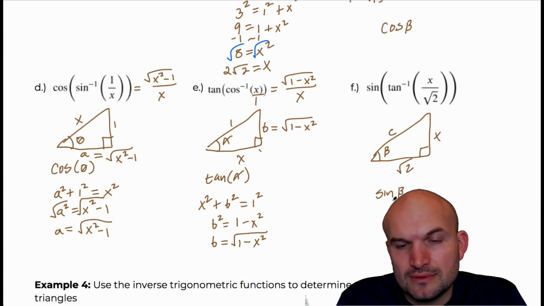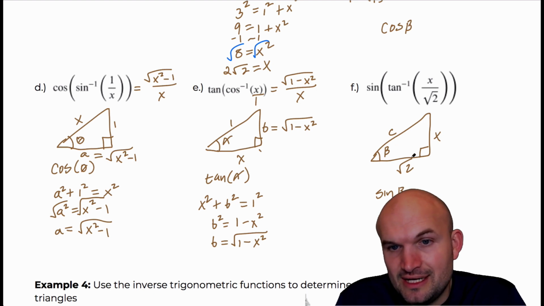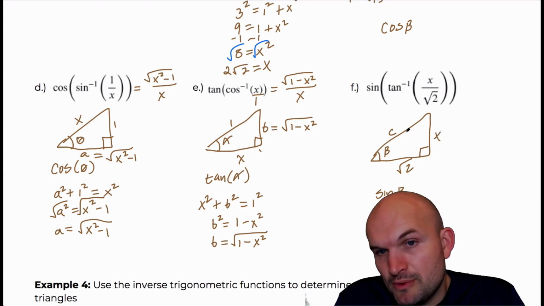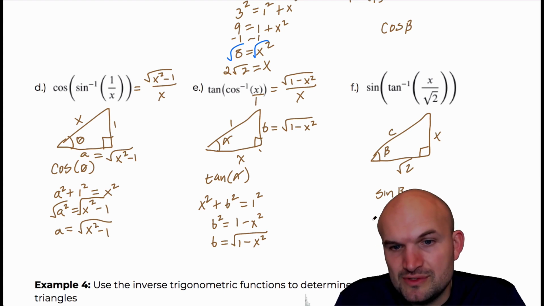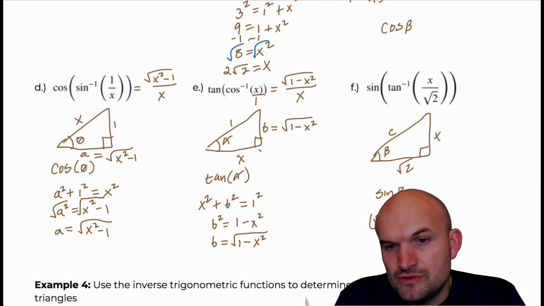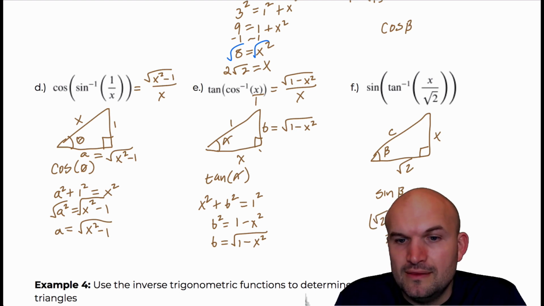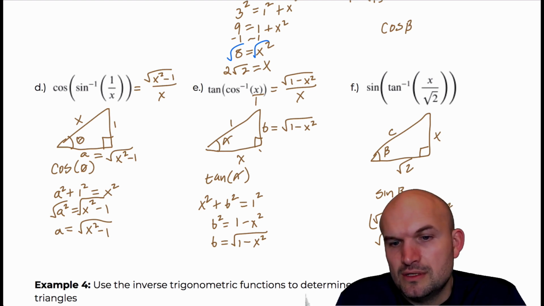To find the sine, again, we go opposite over hypotenuse, but we want to write c in terms of x. So again, we'll use the Pythagorean theorem. We have the square root of 2 squared plus x squared is going to equal c squared. Well, this is going to be 2 plus x squared. And if I wanted to solve for c, then I would just take the square root of both sides. So therefore, c equals the square root of 2 plus x squared.